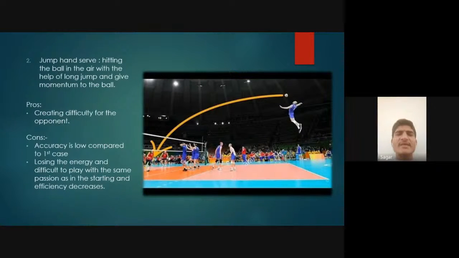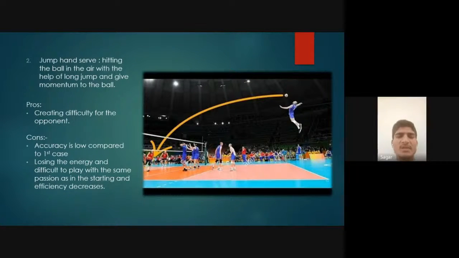So this is the second case, jump and serve. In jump serve, we have to hit the ball in the middle of the air with the help of a long jump, and we need to transfer our momentum to the ball. So the pro in this case is we are creating the difficulty that we need, but the con is that accuracy is low compared to the first case. Accuracy is low because it's very difficult for us to hit the ball at the proper time and with proper contact, because the ball is in the air and we are also in the air, so it's very difficult.